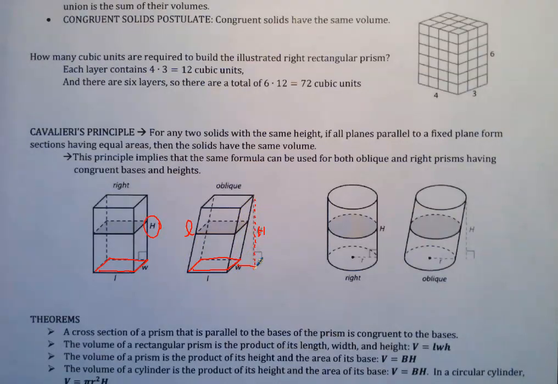So sometimes it's going to be drawn outside. If it is a right cylinder or a right prism, it's going straight up and down, at a right angle to the base, then we use that height. If it's not, we have to find where the height is that's perpendicular to the base. That's the height we're going to use. This principle implies that the same formula can be used for both right and oblique prisms. It doesn't matter as long as we know the height, the distance from the top base all the way perpendicular to the bottom base. It's always perpendicular.